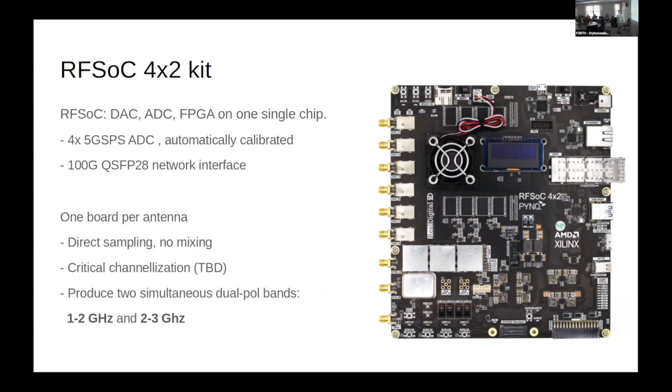And the second one is the 100 gigabit small form factor interface we use to connect, using fiber, to the GPU servers. We will use one board per antenna and use direct sampling without mixing and channelizing. The final product is that we produce two simultaneous dual bands, from 1 to 2 gigahertz and 2 to 3 gigahertz. We will get to the detail in the next slide.